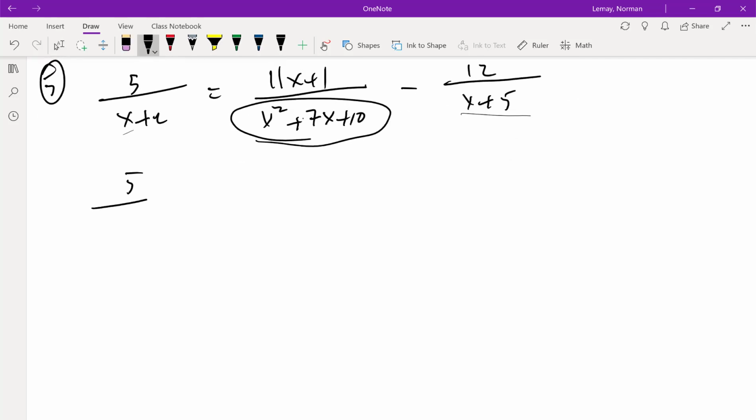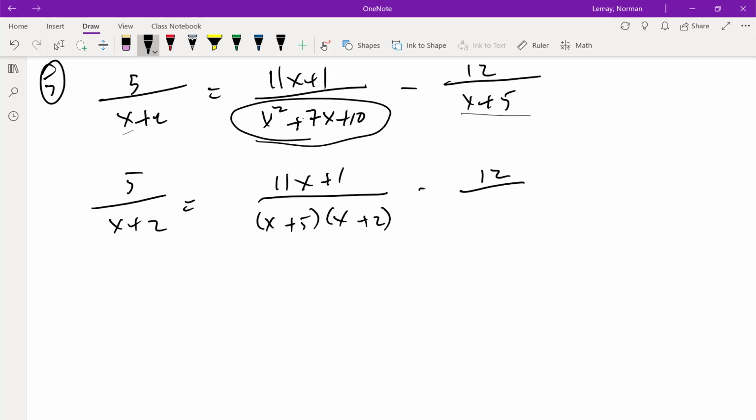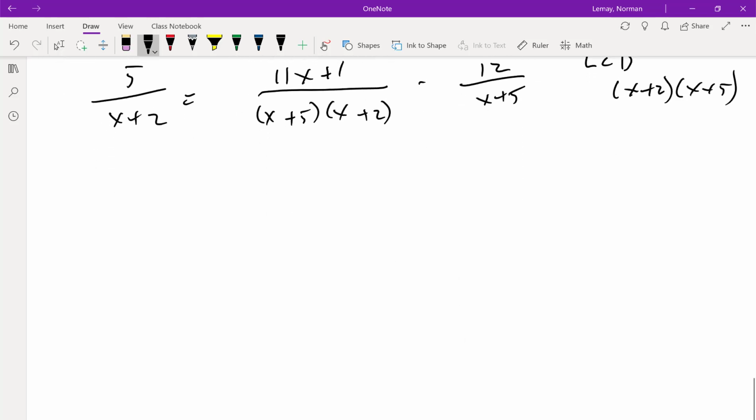So we get 5 over x plus 2 equals 11x plus 1. And now the question is, what are the factors of 10 that add up to 7? I'm hoping we can agree that it's going to be 5 and 2. I'll leave the verification up to you. So minus 12 over x plus 5. Hopefully we can see that our LCD in this case is going to be x plus 2 times x plus 5. So let's multiply both sides by x plus 2 times x plus 5.